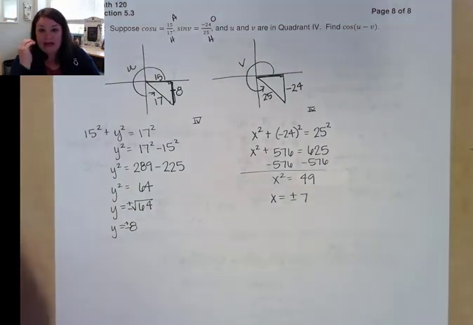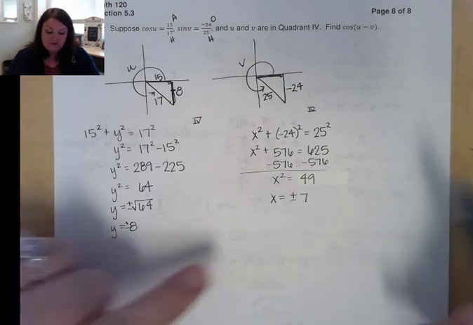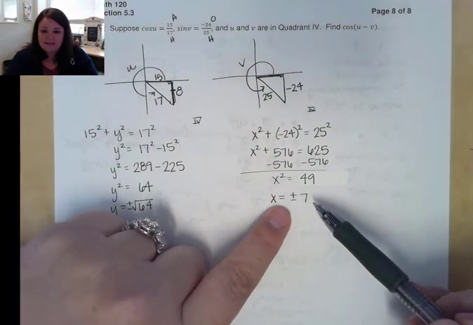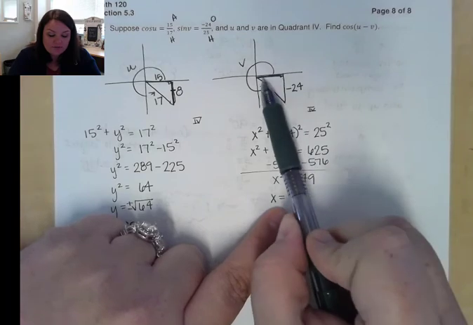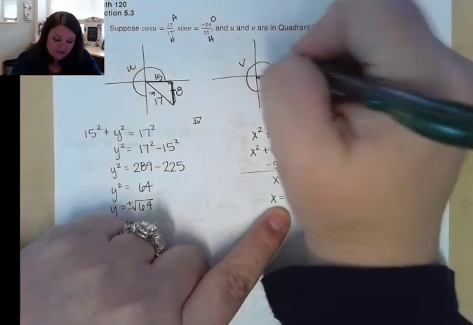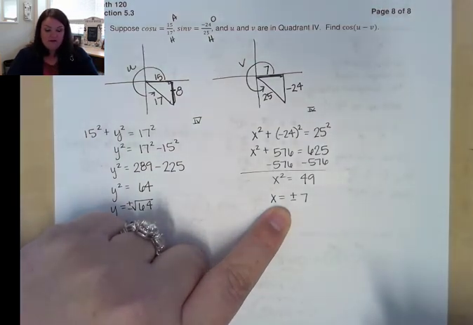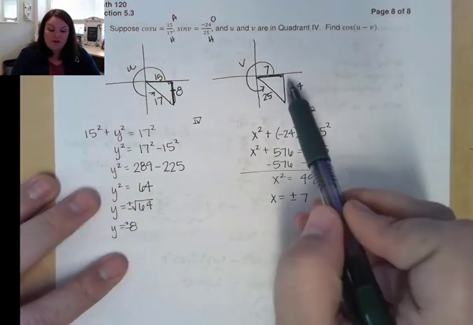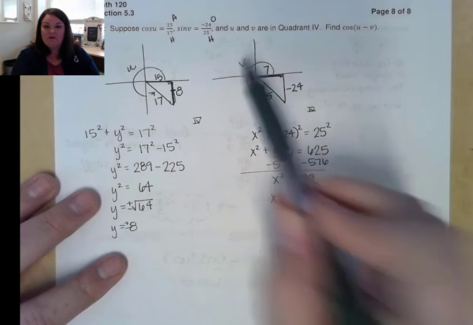If we're solving for x and we know the x squared value, we take the square root of both sides. So it's either going to be a +7 or a -7. We're in quadrant 4 and we're looking for the x. Notice the x value here is going to be a +7. Okay, so now I have all the values that I need to know about my angle V.